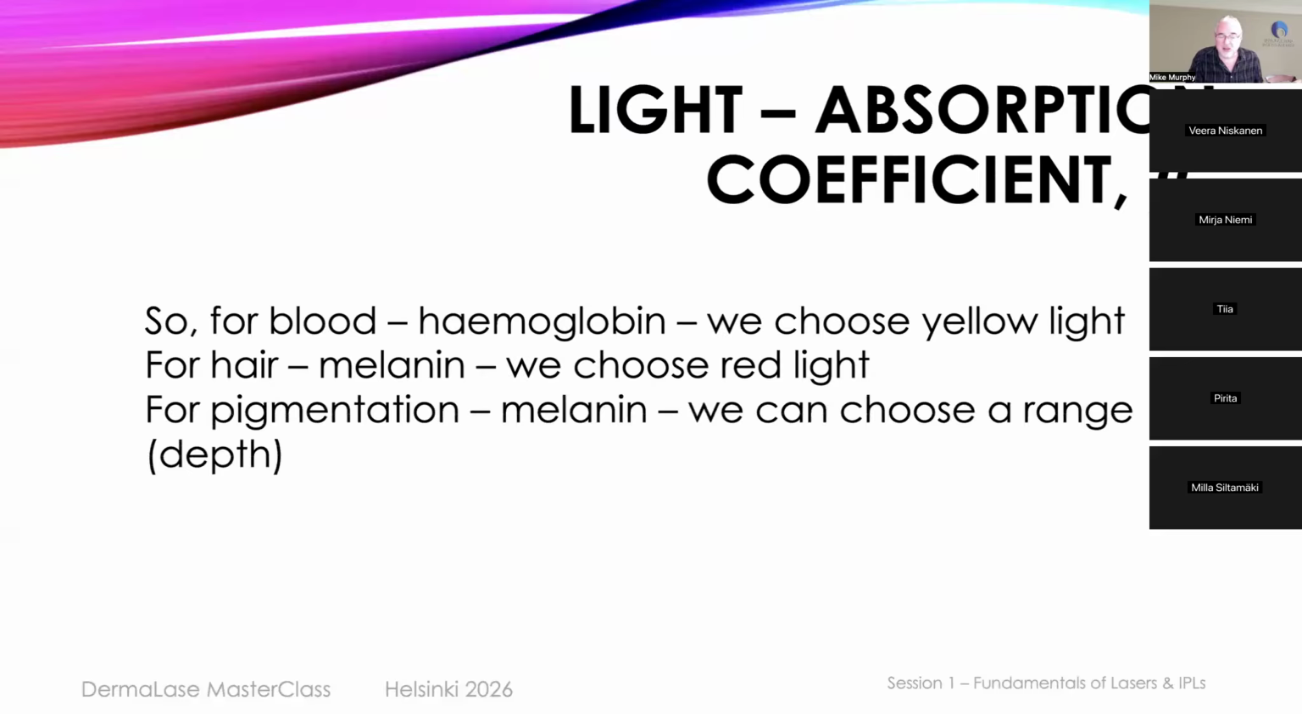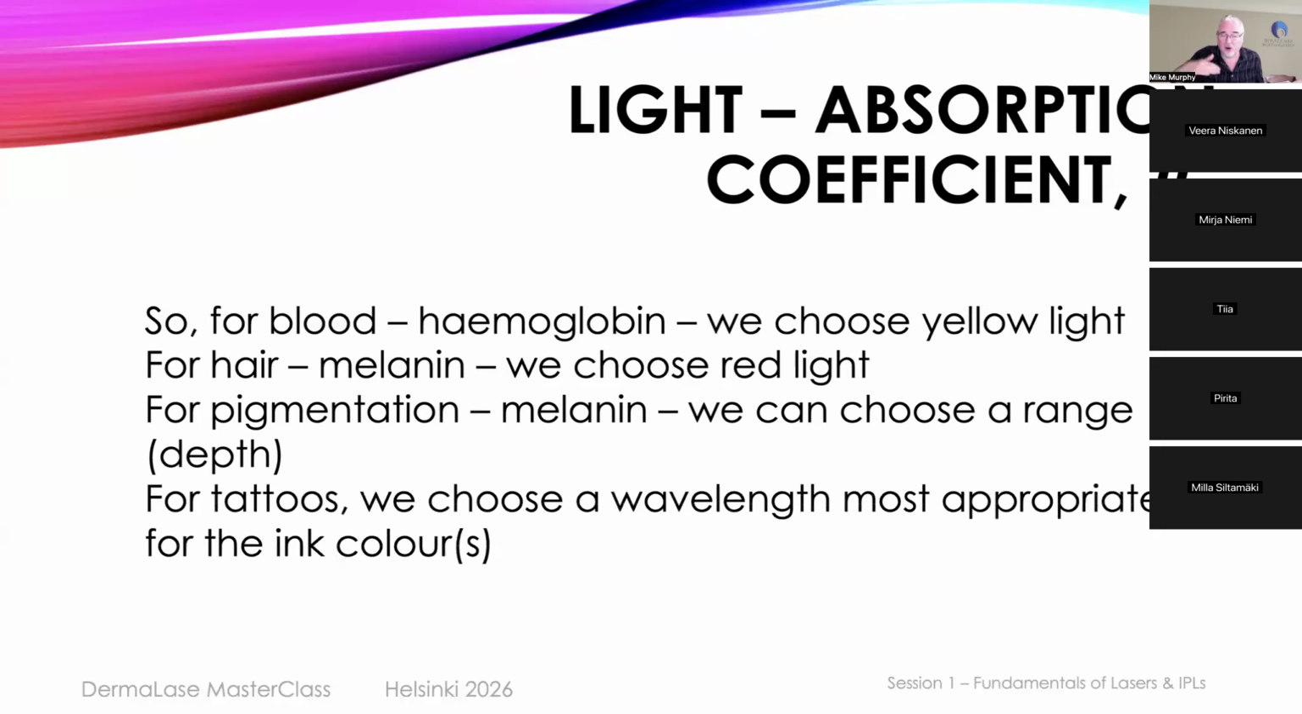For pigmentation, again, we're targeting the melanin, but this time it tends to be much more superficial, especially if it's epidermal melanin. So you can use almost any color for that, but we tend to use the lower wavelengths around 400 or 500 nanometers because they're strongly absorbed. So not much of that light will get into the dermis. It's mostly absorbed in the epidermis in the melanin. So you choose your wavelength according to where your target is and especially the depth.